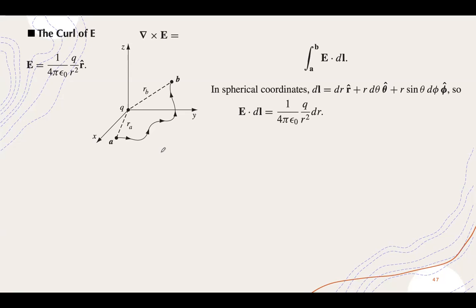By using that, you can write E dot dl as 1 over 4 pi epsilon naught q over r squared dr. Why? Because there is no theta component, there is no phi component. So E dot dl is basically just dependent on dr. Is this clear now? Yes, because the electric field is just r cap.